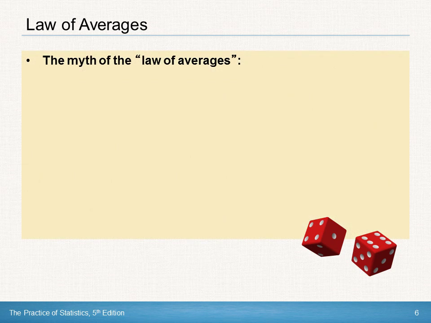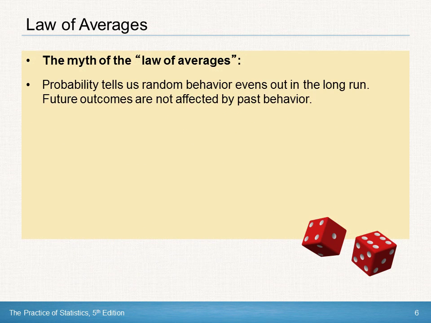All right, so let's just quickly talk about the myth of the law of averages. Probability tells us that random behavior evens out in the long run. Future outcomes are not affected by past behavior. So when I roll a die, the probability of getting a 6 evens out after 5,000 rolls. The probability of getting a 6 is 1 out of 6. The future outcomes are not affected by the past behavior.